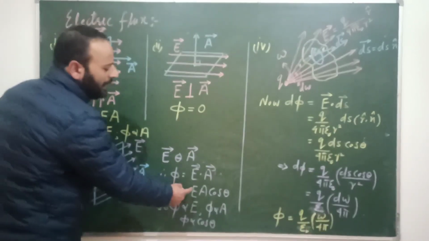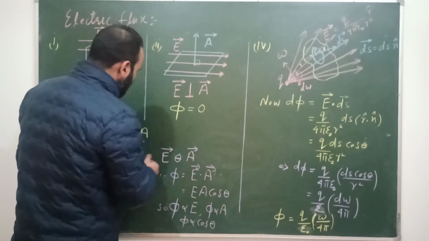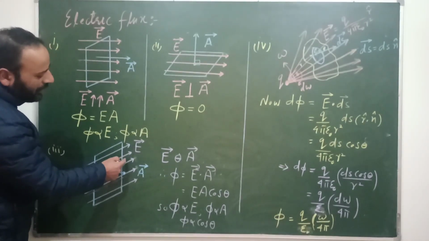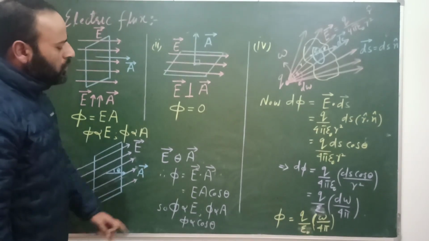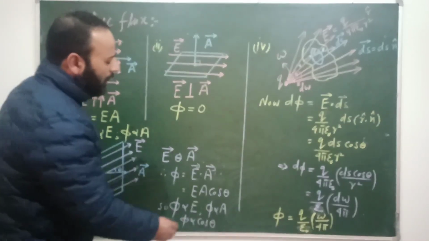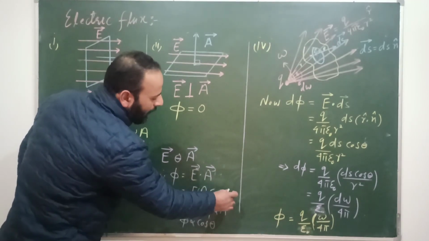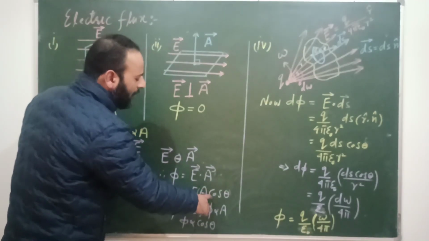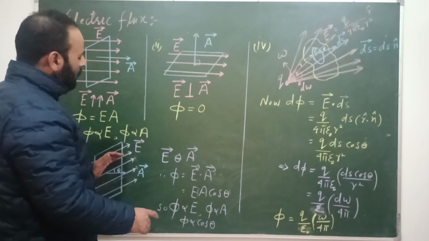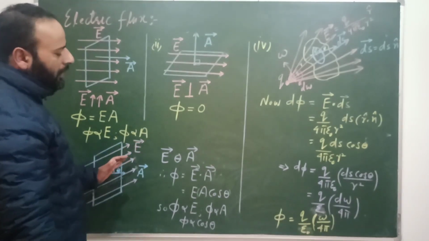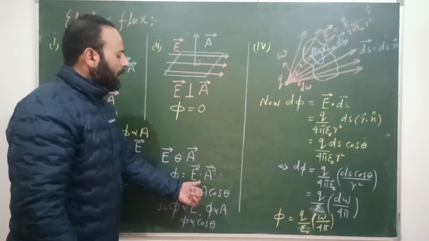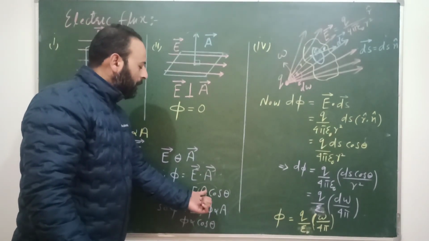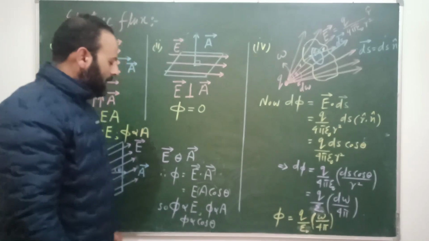So that is EA cos theta, where theta is the angle between the electric field intensity and the area vector. So from this we can join these two and this becomes the projection of the area in the direction of the electric field vector, or we can join these two and take the projection of the electric field in the direction of the area vector.